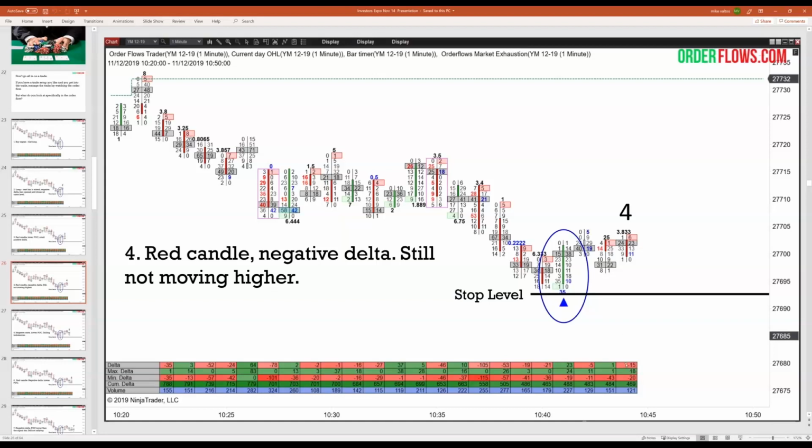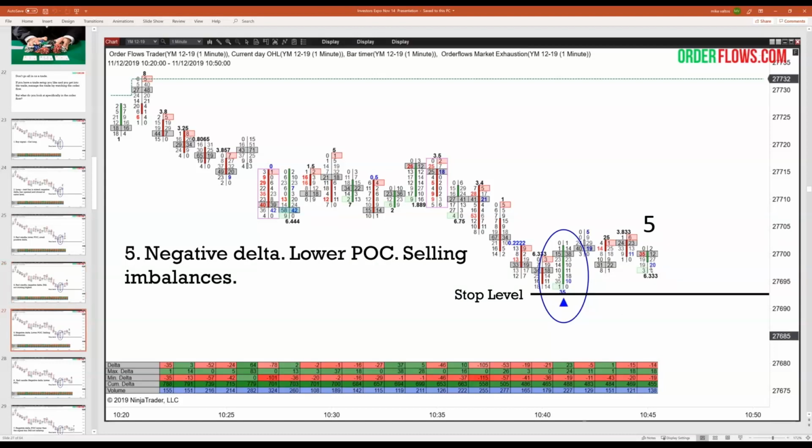Where is the aggressive buying coming in? You don't see a nice positive delta. Then you take it over the next bar. Trades down, point of control is lower. You see a selling imbalance, you see a buying imbalance, but you see negative delta. You're not seeing what you want to see in the order flow. You're not seeing higher points of control in each bar. You're not seeing positive delta coming in. You're not seeing a lot of buying imbalances. Your buying imbalances, you had 2 right after the signal bar, but that was it.